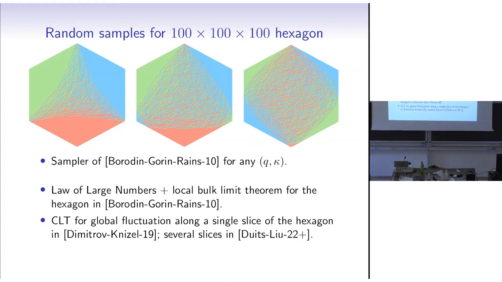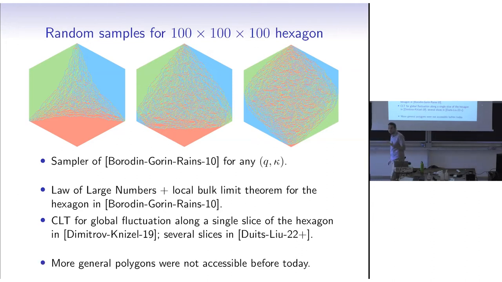So there was some law of large numbers and bulk limit theorem for the hexagon, so a kind of description on global scales of this picture. And then more recently there was a central limit theorem for global fluctuations, describing how the heights fluctuate on global scales. So that is something which was known, but beyond hexagons, before today, nothing was known. And that's the point: I want to describe to you what's happening beyond hexagons for these quite interesting probability distributions on tilings.